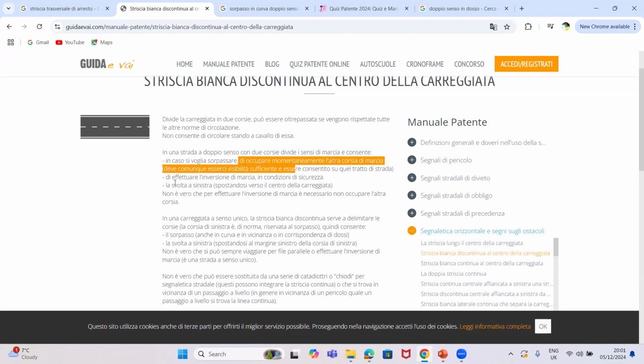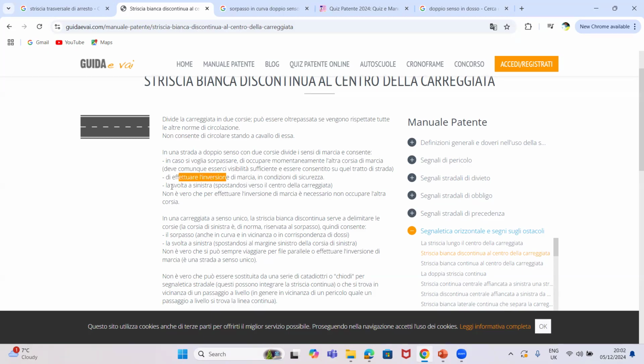Number 2, effettuare inversione di marcia. You can invade this other lane. This is Corsia A, this is Corsia B. You can invade this other lane, but do it in a safety condition. For example, you want to overtake. You can just go out of your own corsia and enter there because you want to overtake, but do it in a safety condition. This is what they mean.